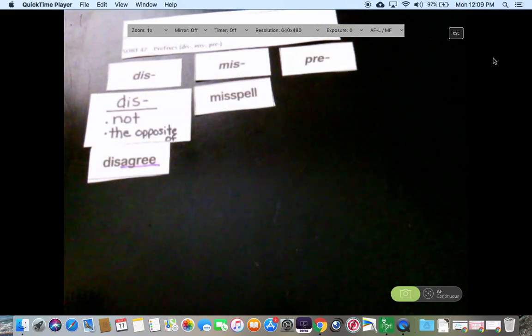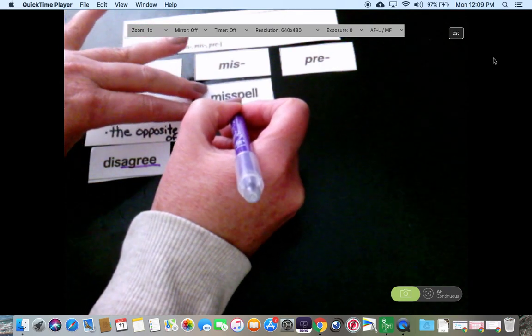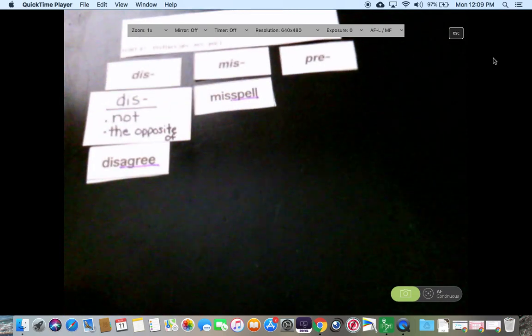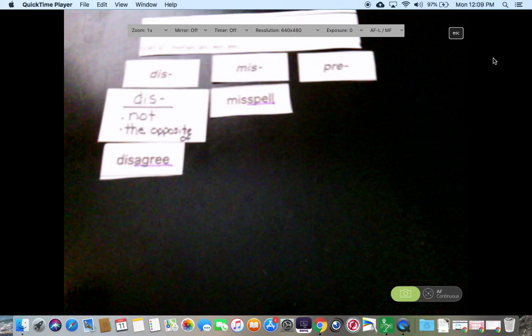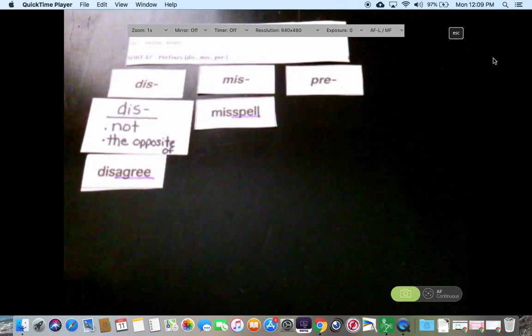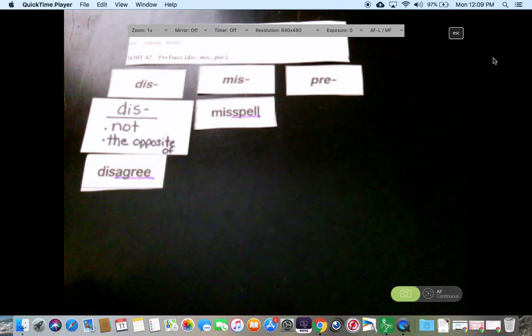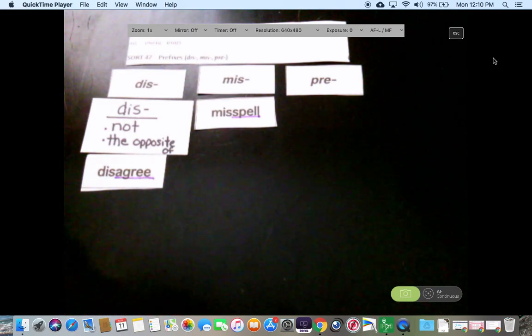Our next example word is misspell. So we're going to look for our base word, and we're going to underline it in another color: spell. I want you to think about that word, misspell. Maybe when you took a spelling test in class, or when you were doing your writing, your teacher said, oh, you need to fix that. That word is misspelled. What did that mean when the teacher said the word was misspelled? Yeah, you're right. It meant that you got it wrong, okay?